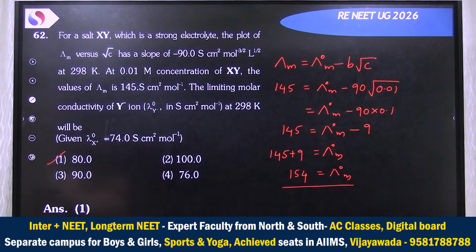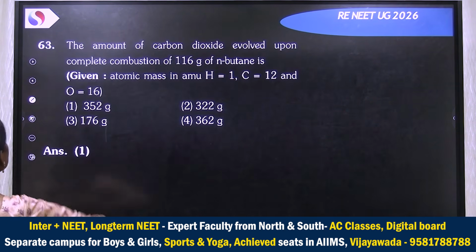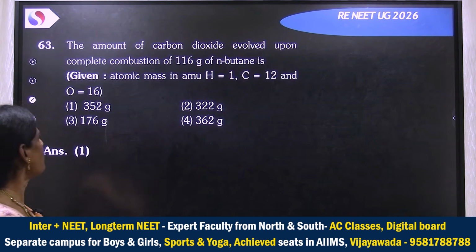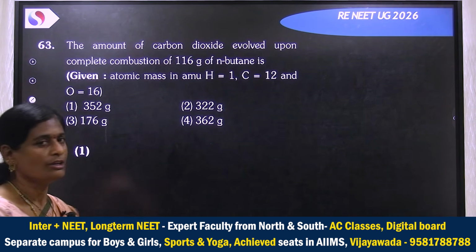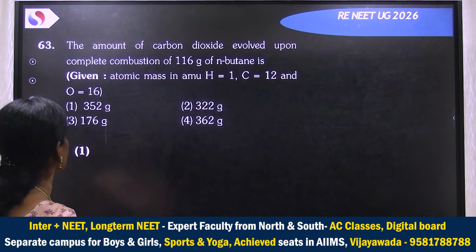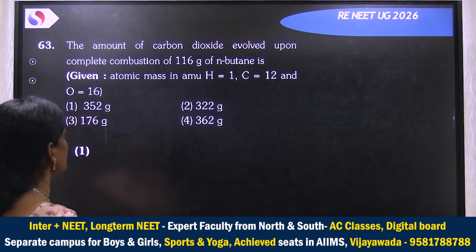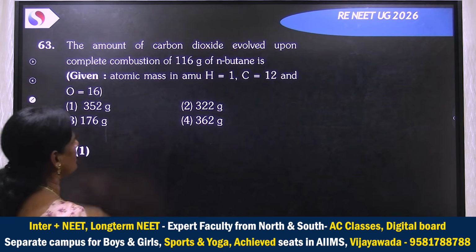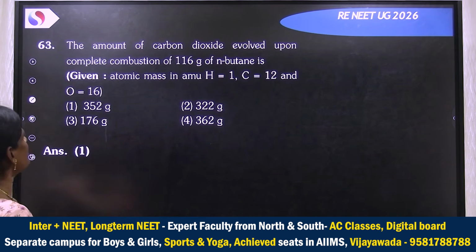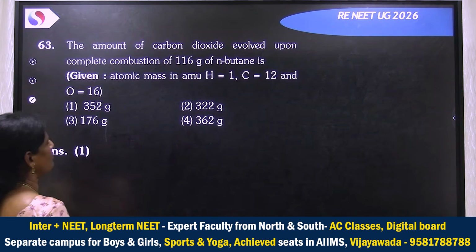So that is it for this question. And the next one is: the amount of carbon dioxide evolved upon complete combustion of 116 gram of n-butane. The atomic masses of carbon, hydrogen and oxygen are given. What is the amount of carbon dioxide evolved on complete combustion of 116 gram of n-butane?